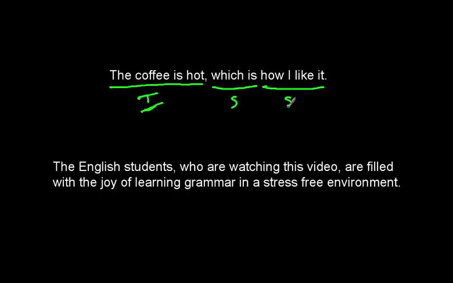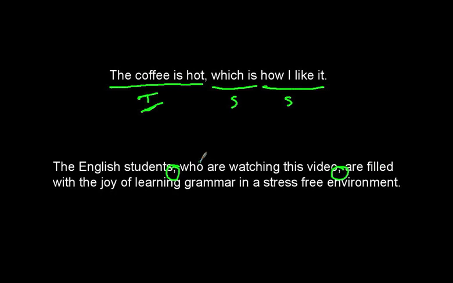The English students who are watching this video are filled with the joy of learning grammar in a stress-free environment. Now this is true, obviously. All those students who are at home, you are very thankful that you get to watch this over and over again. I'm sure it makes your evening. Okay, so we have, in this case, a subordinate clause that is set off by commas, yet isn't beginning with which. We have comma here and comma here.